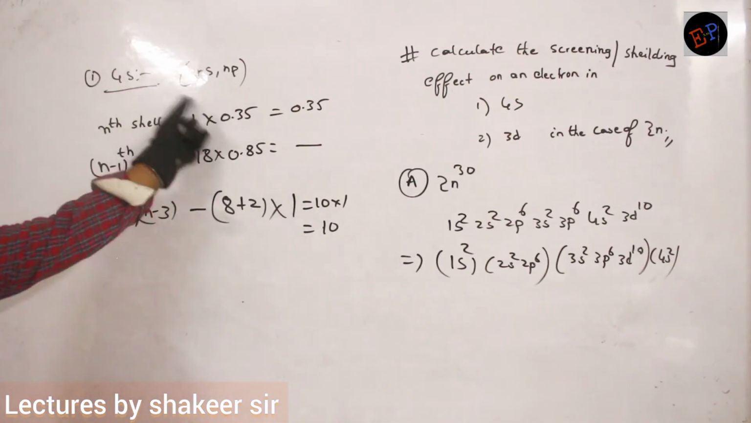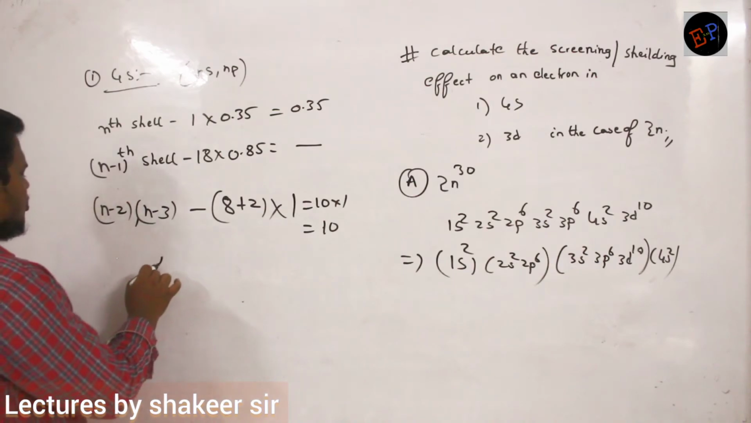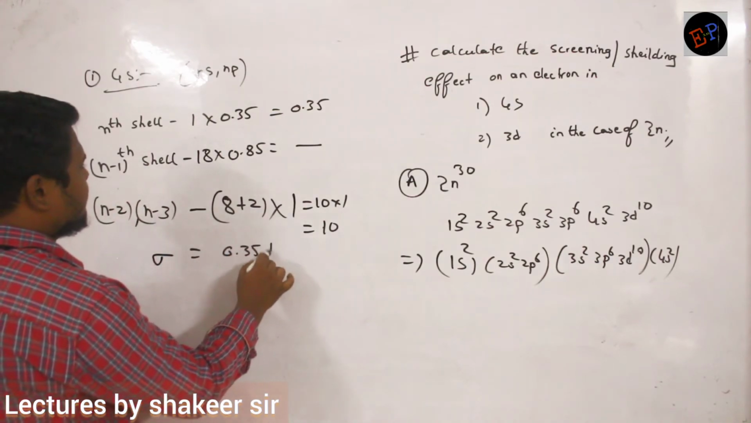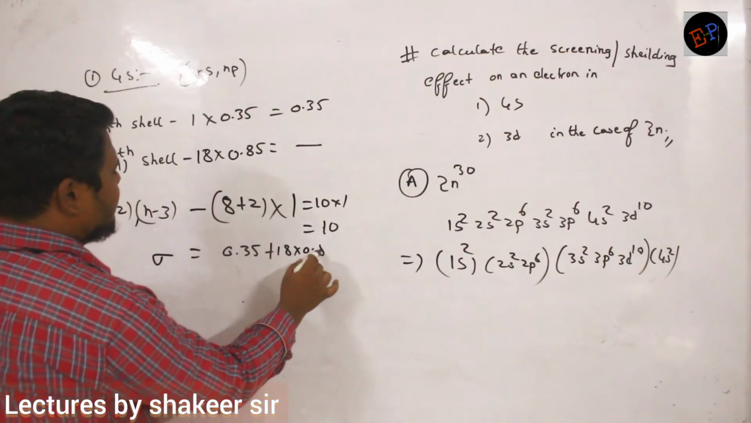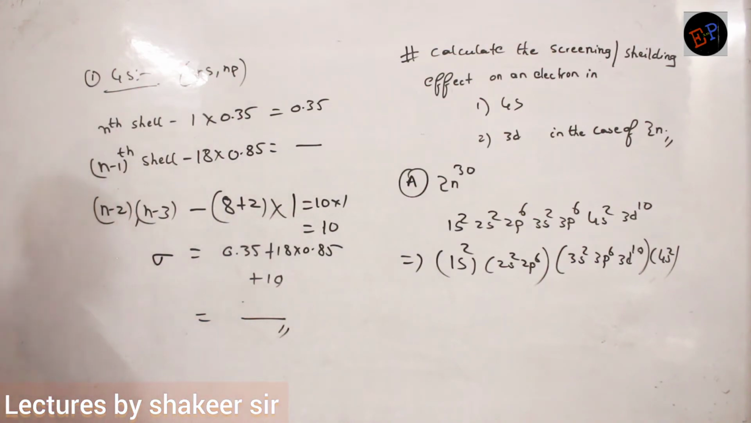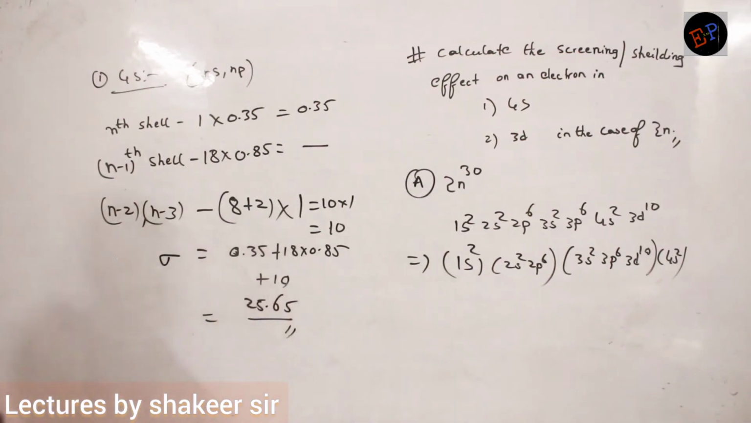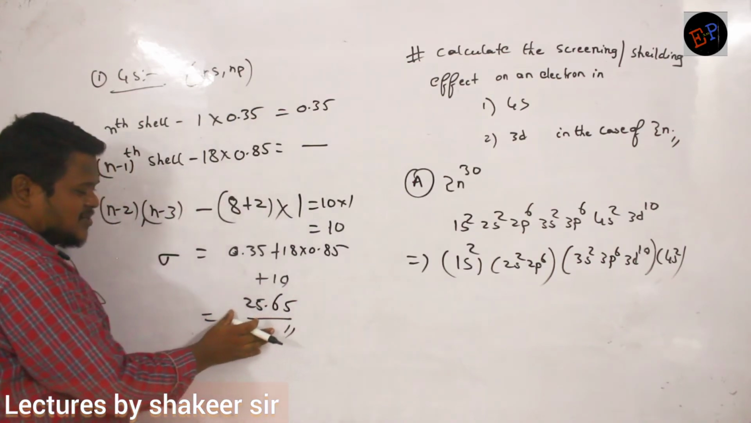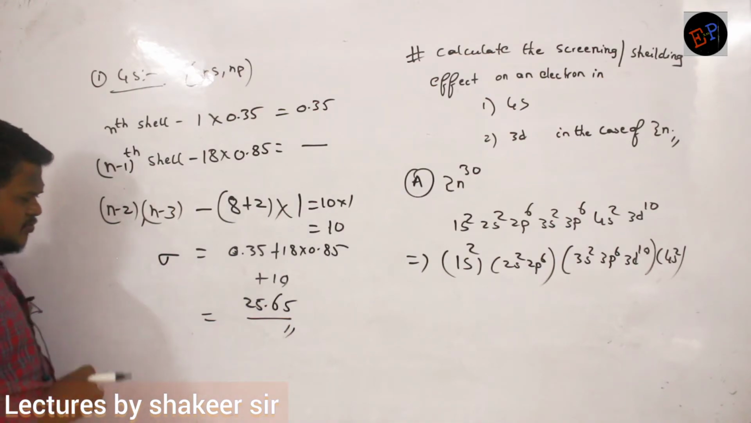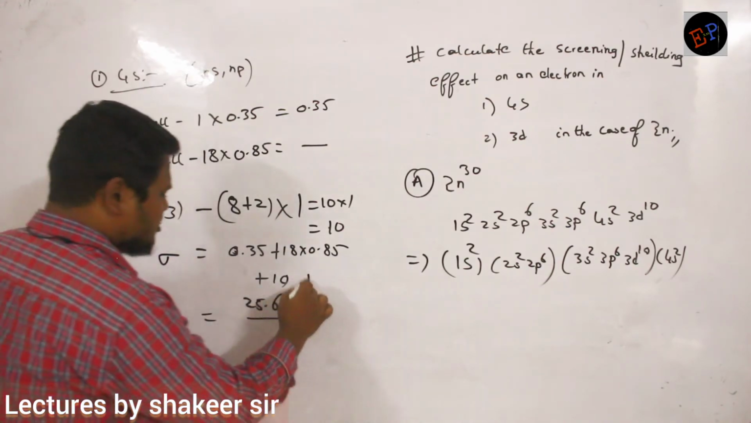Add all of them and tell the answer. So therefore the total shielding constant is equal to 0.35 plus 18 into 0.85 plus 10. Come on, add them and say the answer. So if you add all of them, what is the answer I got? 25.65. Clear?